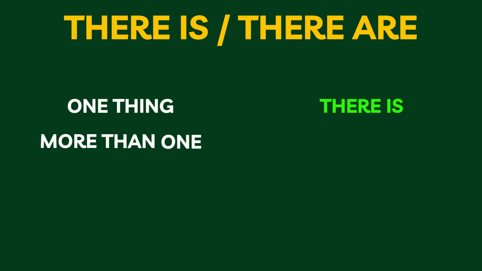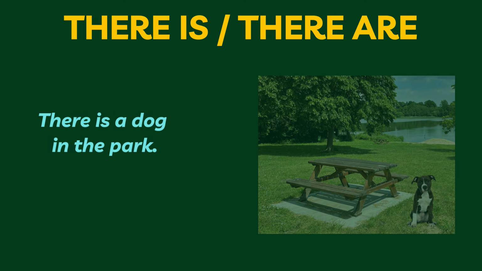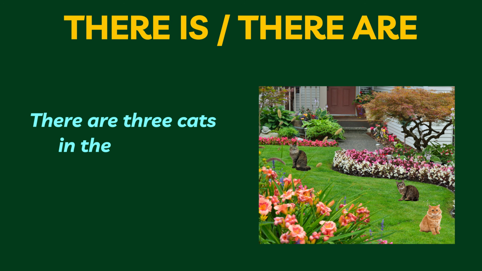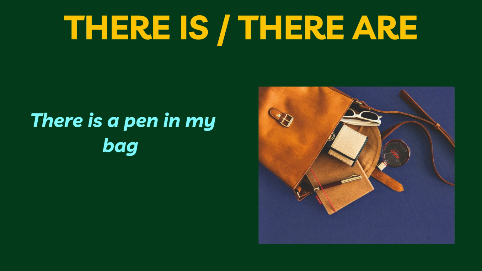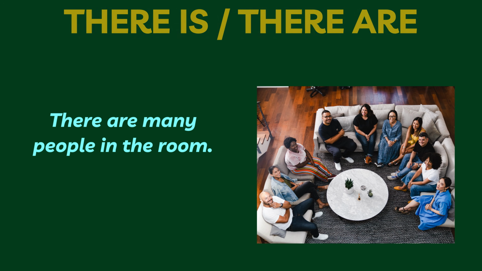It's very simple. One thing, there is. More than one, there are. Let's look at some more examples. There is a dog in the park. There are three cats in the garden. There is a pen in my bag. There are many people in the room.